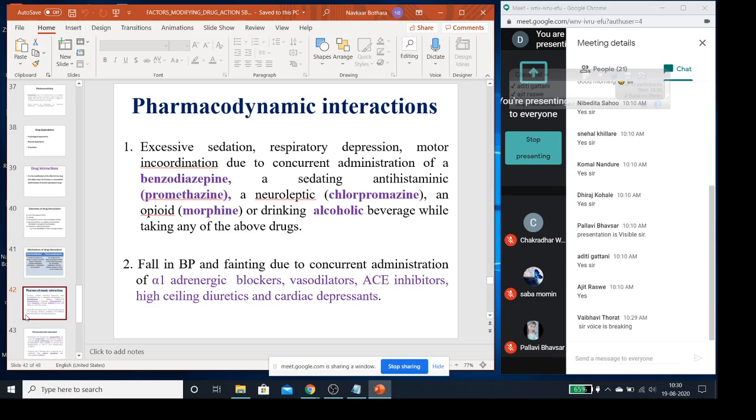You can download it from the Play Store. You can put it in your mobile, and 1mg is another app. So Simsim, MIMS, they will show you.